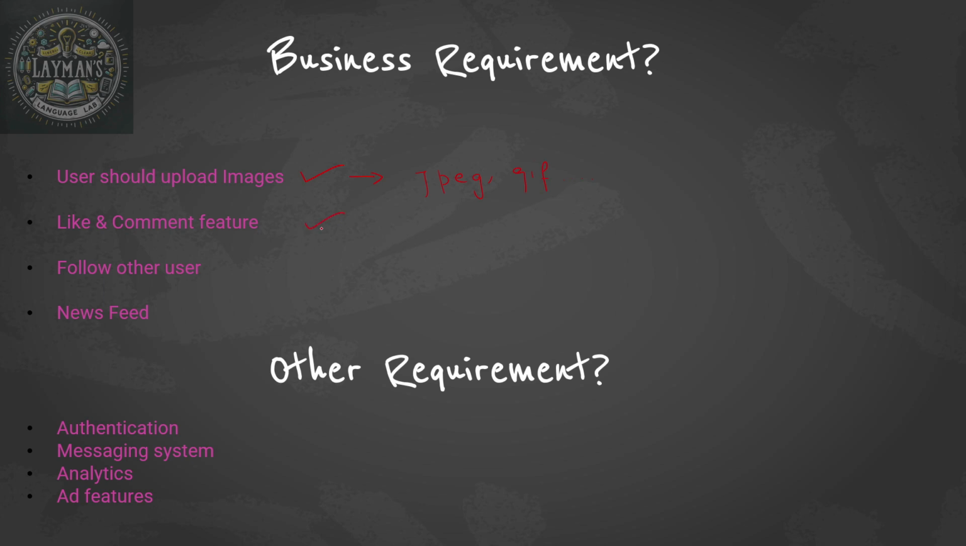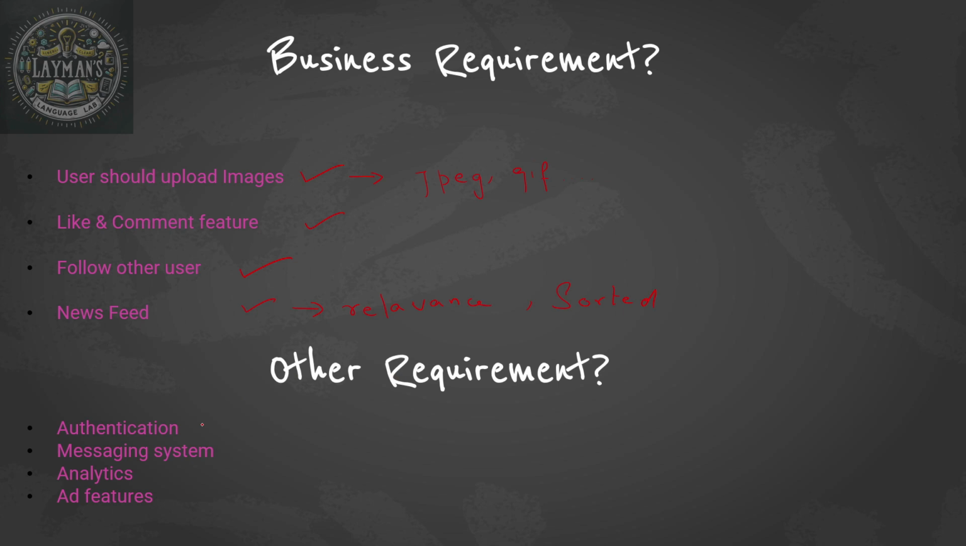And then likes and comments. Once an image is posted by a user, another user can like and comment on this post, and follow other users. I can follow my friends, and my friends can follow me. And then news feeds, which should be based on the relevance to the user. Once the user opens the newsfeed, he should be able to see the posts of his friends in sorted order. So this is the business requirement.